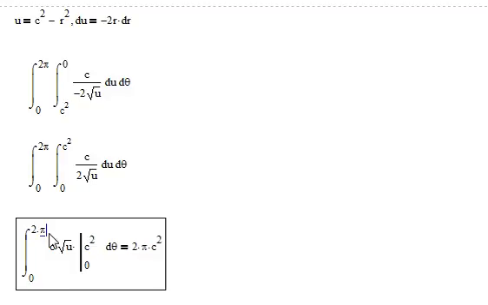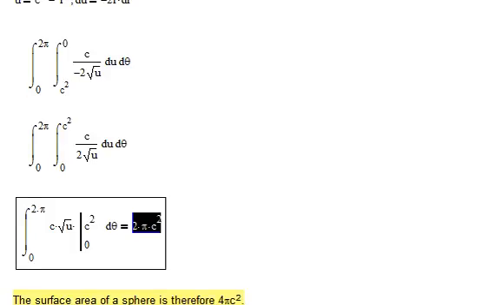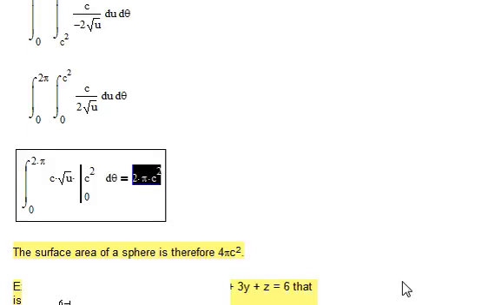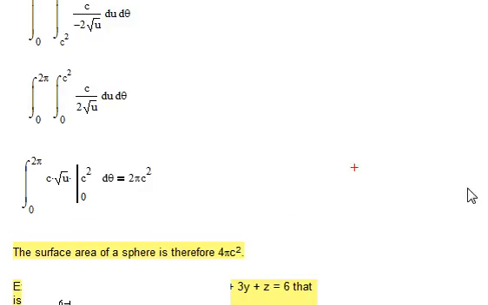Times going from 0 to 2 pi with theta, well, put in 0, you get 0, so we get 2 pi times c squared. Keep in mind, we should be getting 4 pi c squared, but what you maybe have forgotten by now is, oh yeah, this was only the upper part of the sphere. So if we double that, we get 4 pi c squared, which is what we wanted to show.